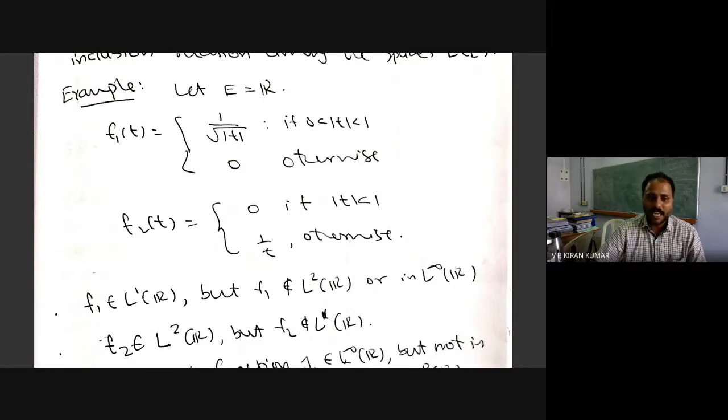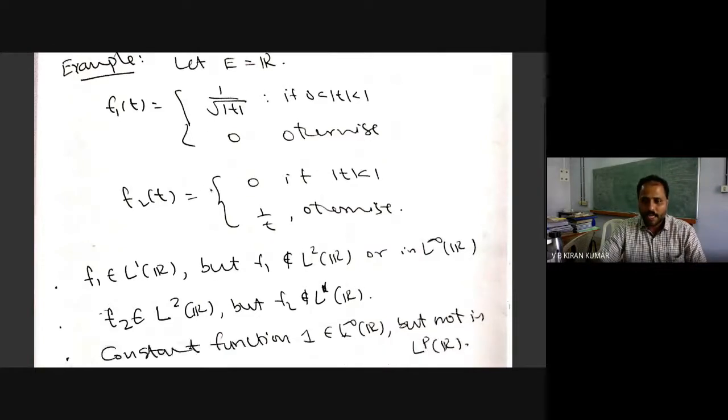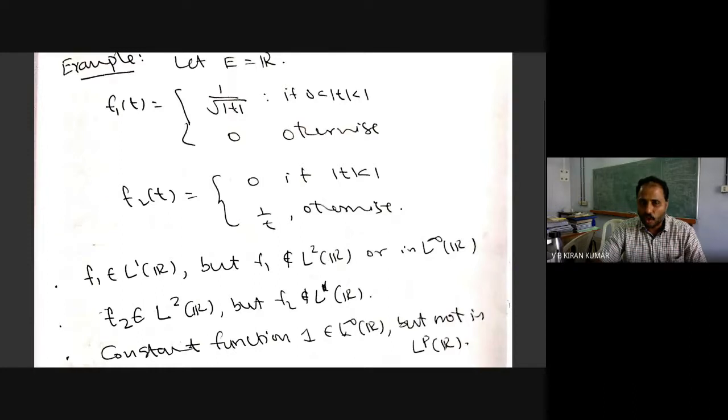Then you can see that f1 is in L^1, because you can integrate this 1 by square root of mod t and you will get some number, because it is a bounded interval. Even though at 0 it has a singularity, it is a square root function. The function is just like t power minus 1 by 2. If you integrate it, it will be t power plus 1 by 2 divided by 1 by 2, so t will come in the numerator, so it will not have any problem. But this, if you square it, what happens?